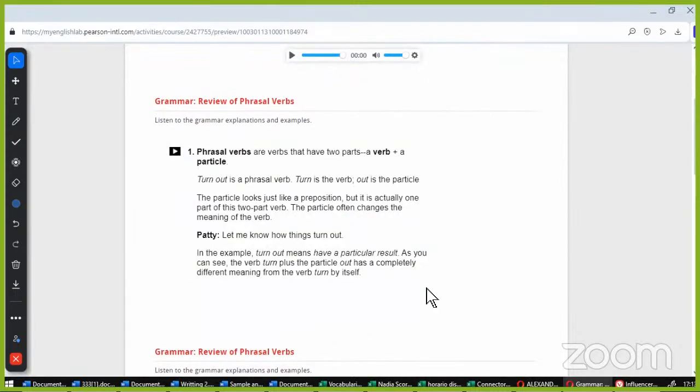Phrasal verbs are verbs that have two parts, a verb plus a particle. Turn out is a phrasal verb. Turn is the verb, out is the particle. The particle looks just like a preposition, but it is actually one part of this two-part verb. The particle often changes the meaning of the verb. Let me know how things turn out. In the example, turn out means have a particular result. As you can see, the verb turn plus the particle out has a completely different meaning from the verb turn by itself.